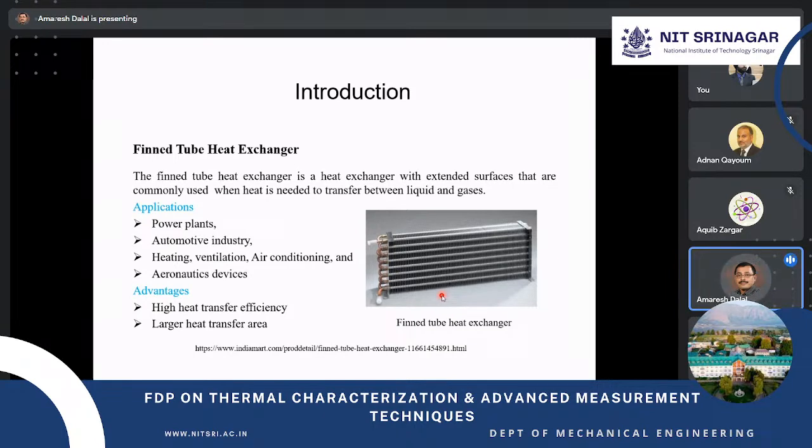Even in our daily life, we use the AC, and inside the AC we have heat exchangers, the evaporator and the condenser. So these kinds of things are used there too, and the vortex generators we are going to learn about are also used inside air conditioning heat exchangers to enhance the heat transfer, so that you can reduce the size of the heat exchanger. And obviously, what is the advantage?